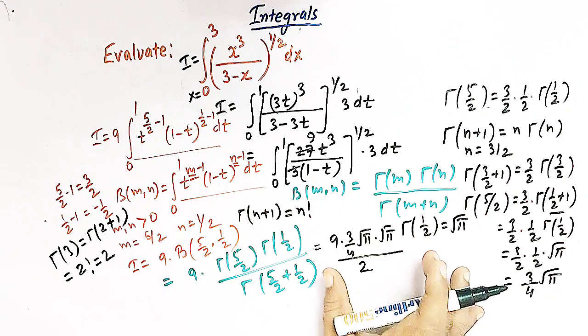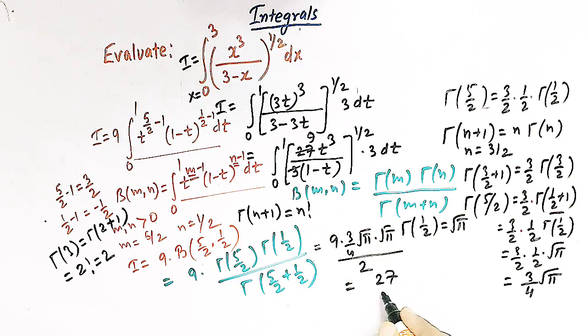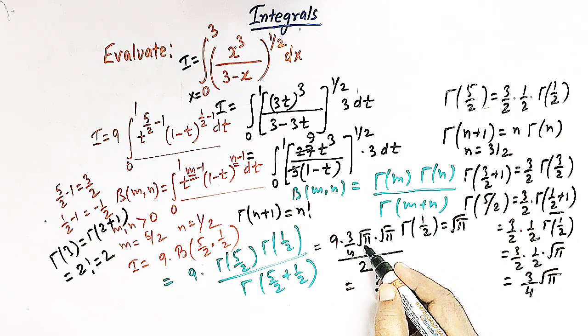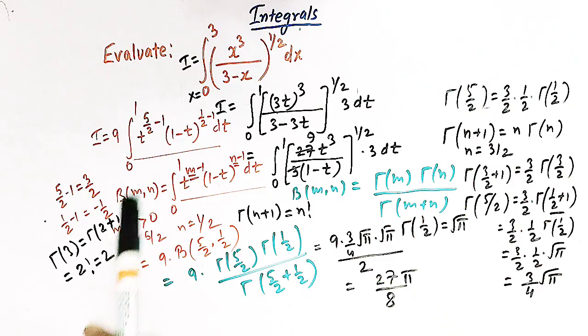So now we can simplify this expression. This is 9 times 3, that is 27, and here 4 times 2 is 8, and square root of pi times square root of pi is simply pi. So the value of this integral I is given by 27 pi divided by 8. So viewers, this is how, by the application of beta and gamma functions, we can easily evaluate these kinds of integrals.